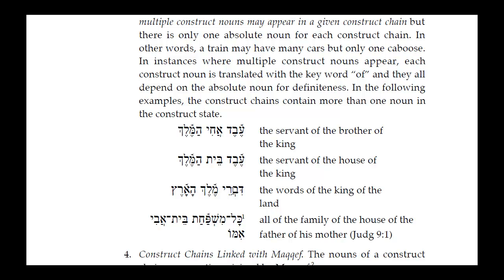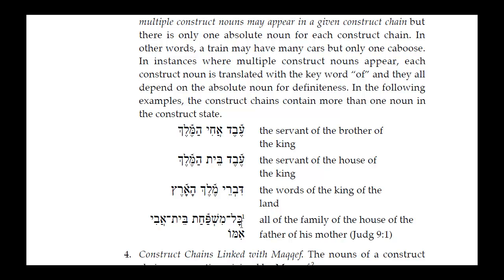So it'd be the words of the king of the land. Alright, let's go down here to the next one. We have Kol Mishpachat Beit Avi Imo. Okay, Kol is being used here. This is a Kamatz Chatuf here. This is a reduction from a Cholam to a Kamatz Chatuf because it is in construct with Mishpachat.